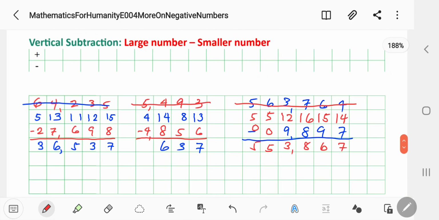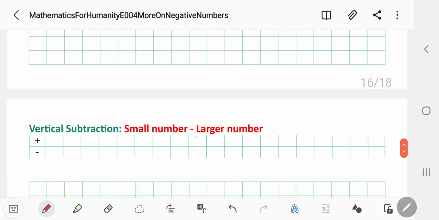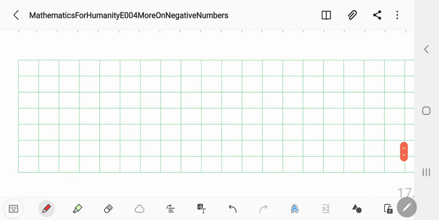So I hope you got them. That's large number minus smaller number. How about small number minus a larger number? Small number minus larger number. So let's take this example here.